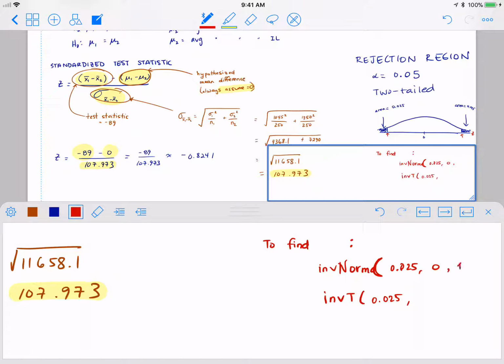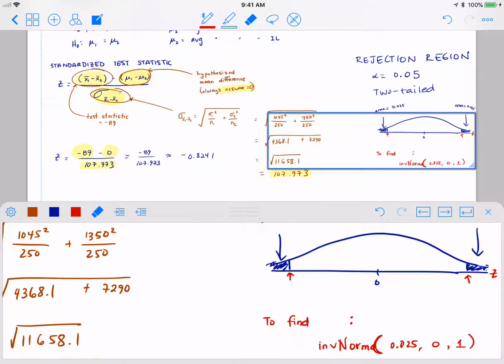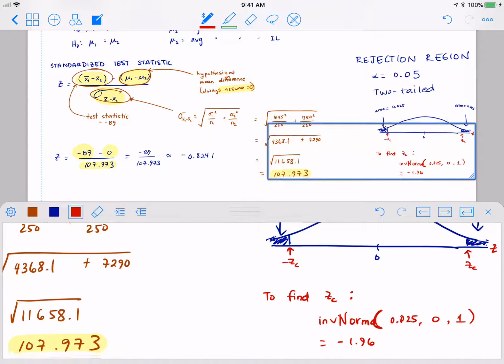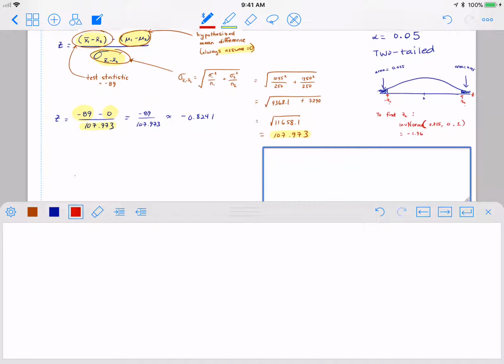The mean is 0, standard deviation is 1. So when we do that, instead of tc, we're finding zc. This will be negative zc and zc. To find zc, this is what we do on the calculator. This is for TI-83, TI-85, and TI-89, all three of those. And this ends up being negative 1.96. So our critical values are going to be negative 1.96 and positive 1.96.